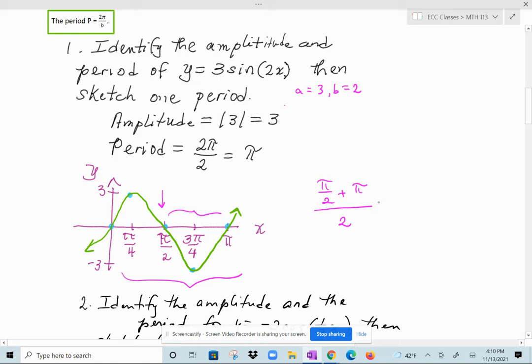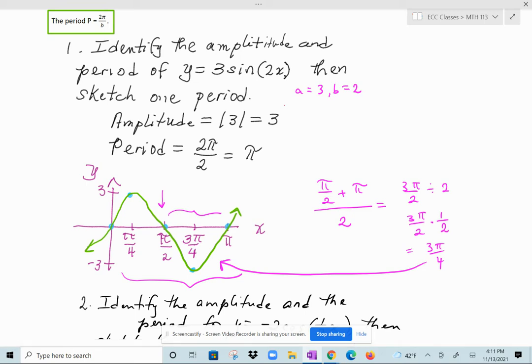So in order to add pi over 2 and pi is 2 pi over 2. So this becomes 3 pi over 2 divided by 2, which means 3 pi over 2 times a half. Remember, change division to multiplication and take the reciprocal of the second one. And then that gives you 3 pi over 4, which is that third quarter there. Then we can plot the points.